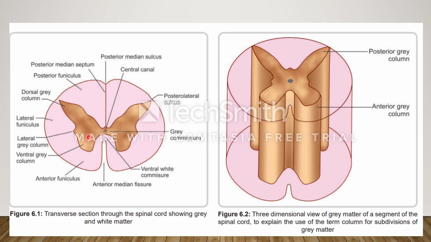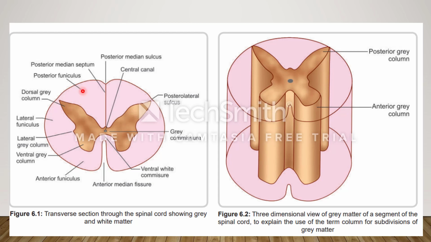This is the H-shaped gray matter of the spinal cord, which is present inside, and the white matter is present at the periphery. In the gray matter, this is the ventral gray column or anterior gray column. This is the dorsal gray column or posterior gray column, and this is the lateral gray column. In the white area, these are named as horns or columns or funiculus. So this is the posterior funiculus, this is the lateral funiculus, and this is the anterior funiculus.